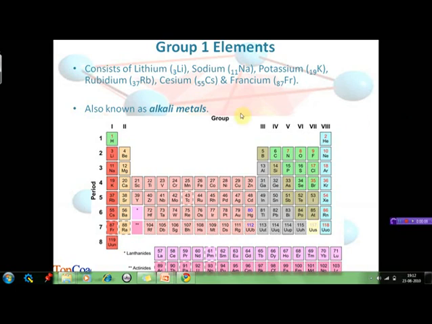If we look at the periodic table, then the elements of group 1 other than hydrogen, that is lithium, sodium, potassium, rubidium, cesium, francium, and later discovered ununennium have been included in the S block elements. These are also known as alkali metals because they are metallic in nature, therefore the word metal, and their hydroxides are very strong alkalis, therefore the word alkali.